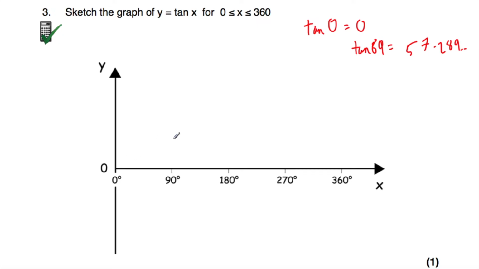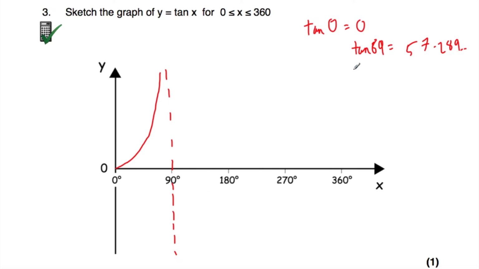Then at 90 degrees, because there's a math error, it's what we call an asymptote. The curve won't touch that line. So the tan of 0 is equal to 0, and as you work out the tan values, they keep getting bigger and bigger, and they shoot up like so. They go off to infinity, and where x is equal to 90 degrees is an asymptote.